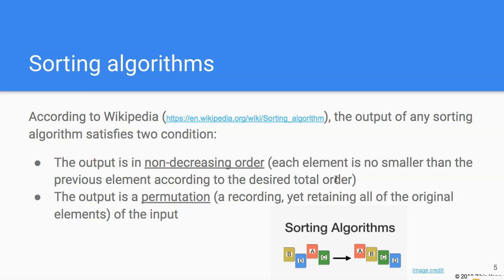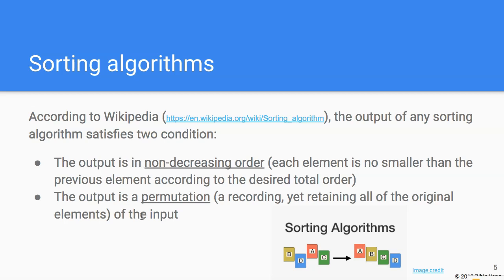Okay, so this is very important. This does not mean that the number one always has to come before number two, right? If the desired total order is such that the number two comes before number one, then so be it. The important thing is whatever order you decide, the output must be in non-decreasing order. It could be equal, and that's why it doesn't say increasing, right? Two items can be equal, and that's fine too.